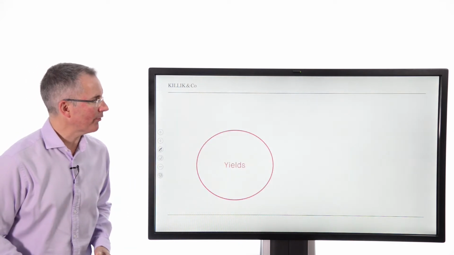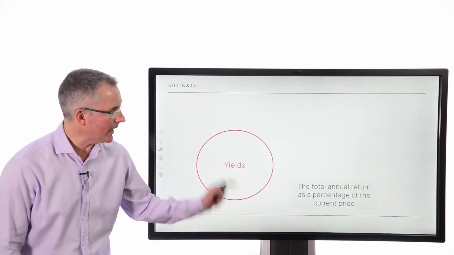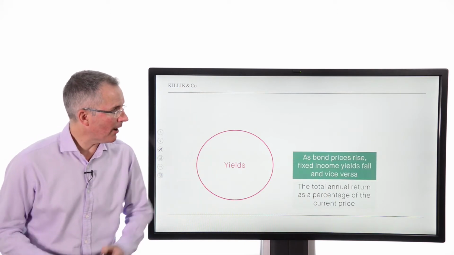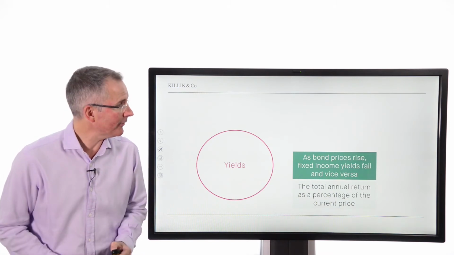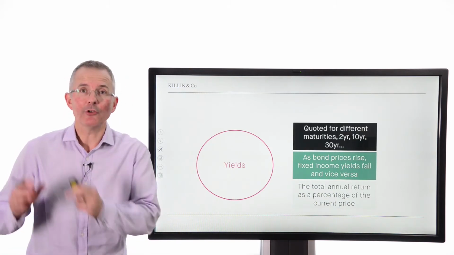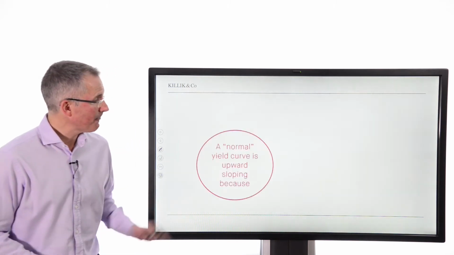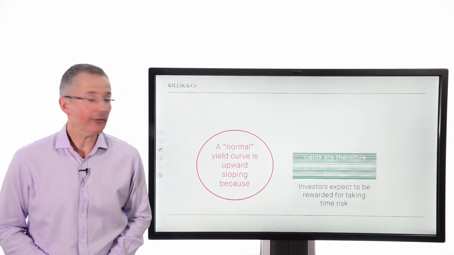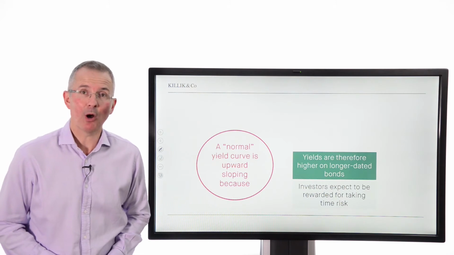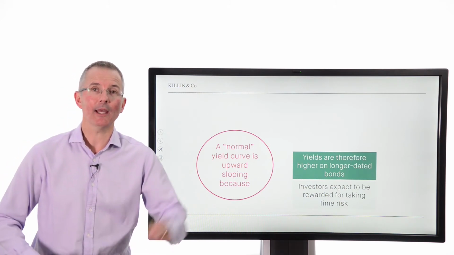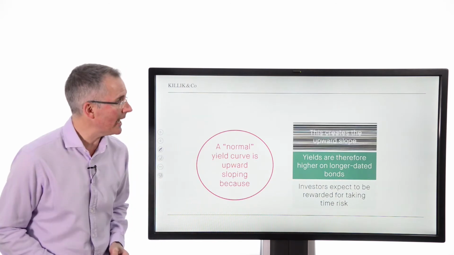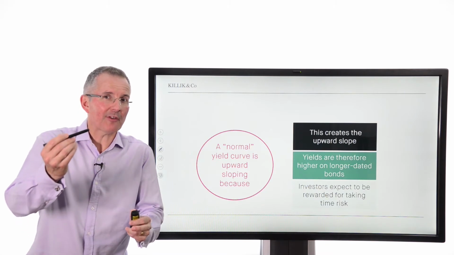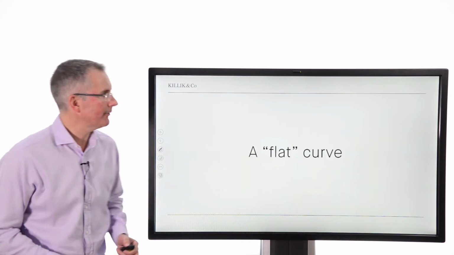Now, yield curve basics first of all. For anyone thinking, what is that thing again? Yields, what are they? Very quickly, the total annual return as a percentage of the current price. So what? Well, as bond prices rise, fixed income yields tend to fall and vice versa. And they're quoted for different maturities: short, medium and long. Now, a normal yield curve is upward sloping. Why? Investors expect to be rewarded for taking time risk. Yields are therefore higher on long-dated bonds, hence on my graph, the normal situation being the 30-year part of the graph is above, say, the 2-year, and this creates the upward slope. What's making people nervous is that when that slope starts to flatten, will it go the other way and invert?